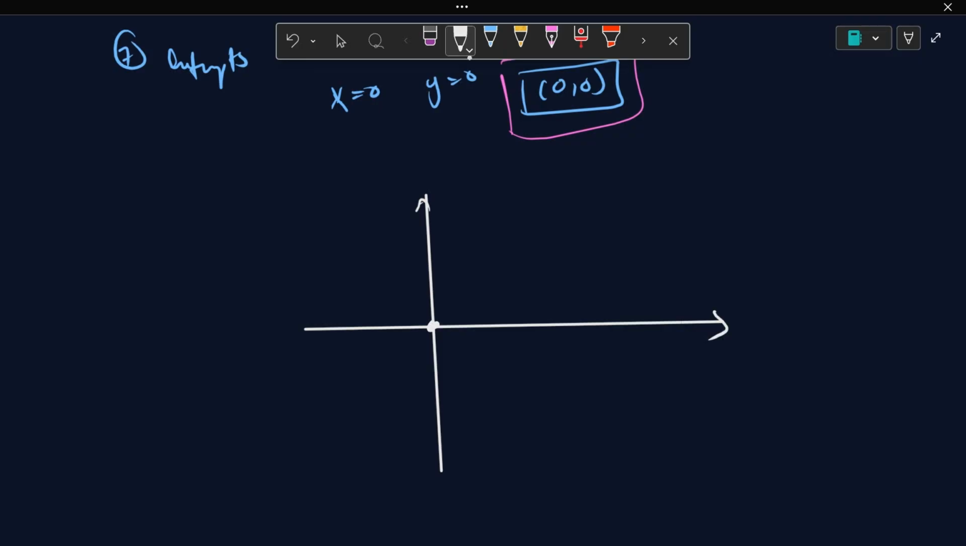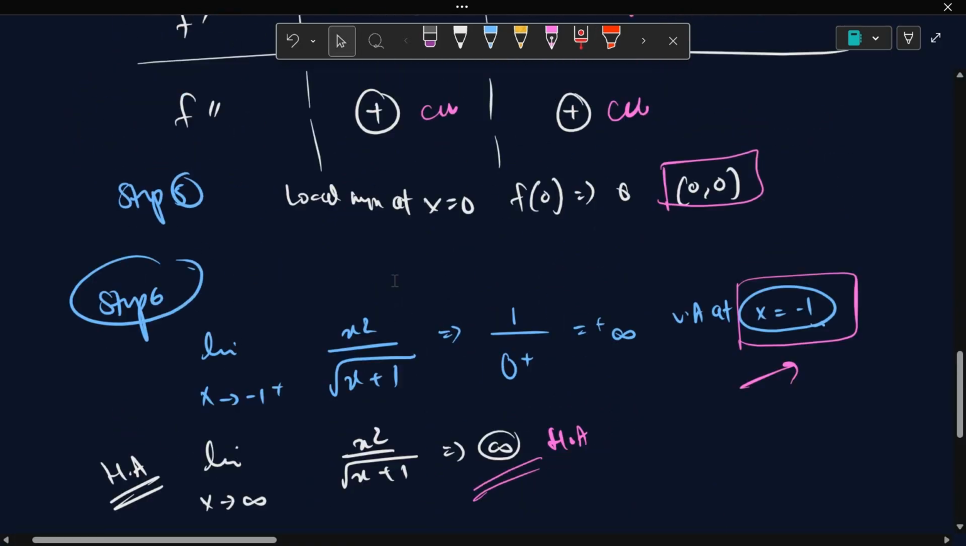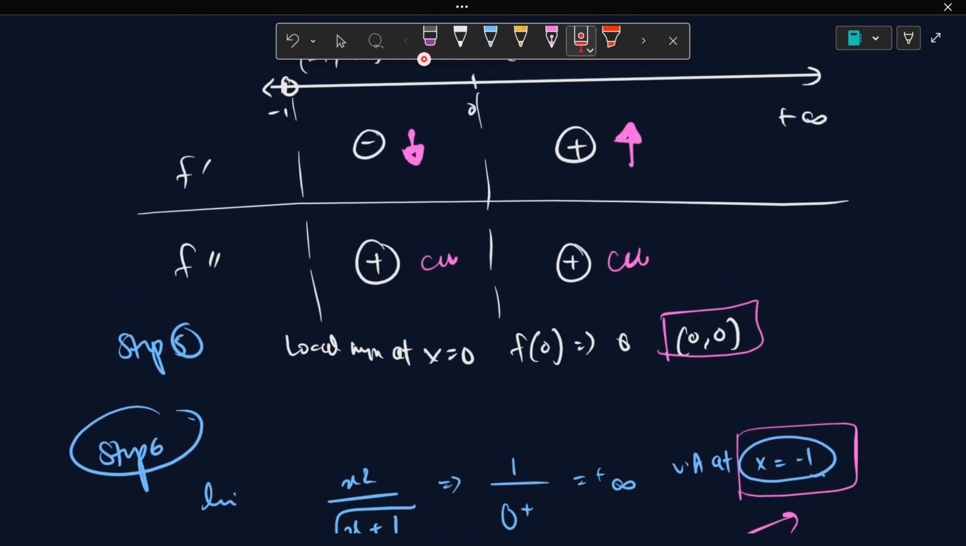So I know my intercept is 0, 0 in this case, so my intercept is like this, and I know there is a vertical asymptote at x equals -1, so it should look like this. Okay, and I know my horizontal asymptote. Once I know this, I have to know the shape of the graph at each interval.